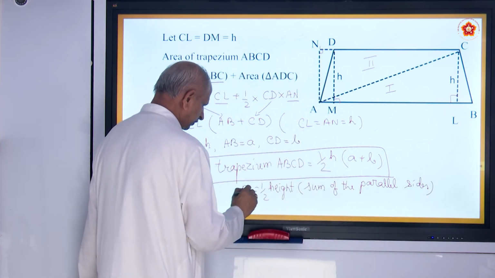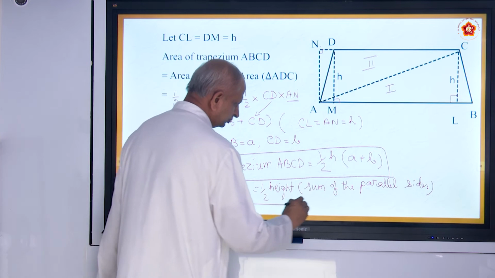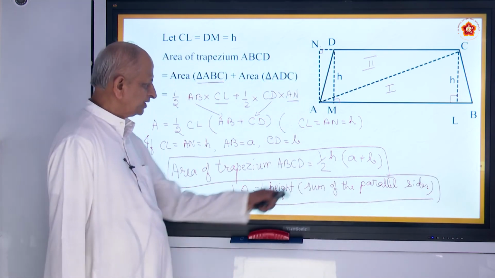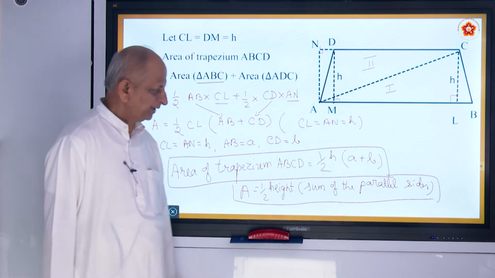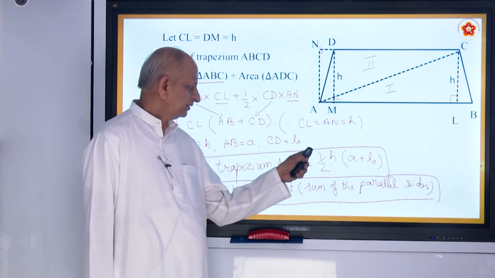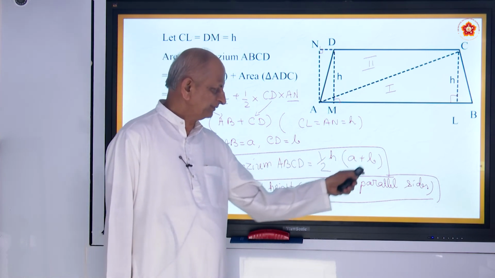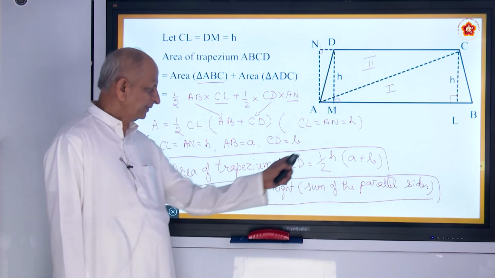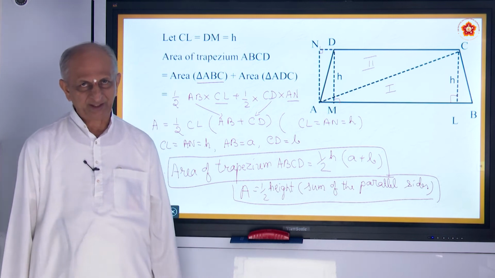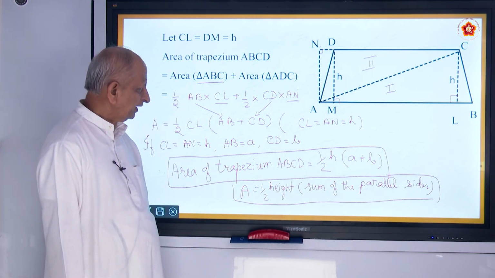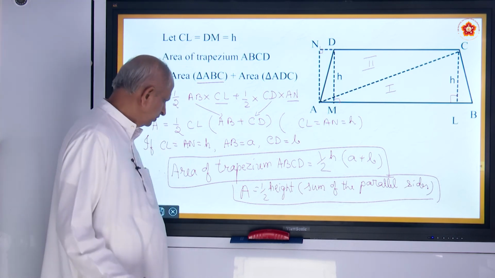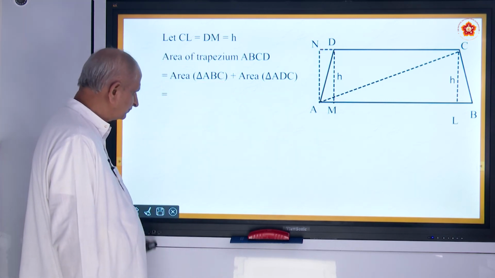Here suppose you are given H, A and B, you can find the area. Or if area is given, H is given, you can find out A plus B. And if the relation between A and B is given and A is given, you can find out H, like that, correct? So this is a very interesting and important formula. On the basis of this, we will work out problems, examples.